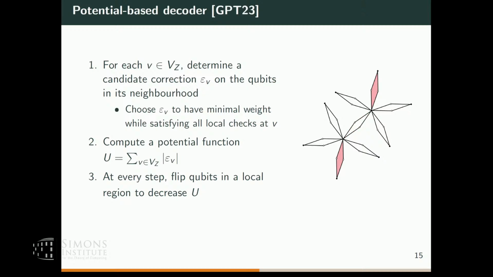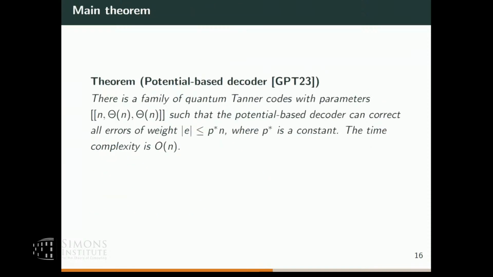Okay, and we just keep doing this process until we reach 0 potential, in which case all of the checks will actually be satisfied, and we're back into the code space. Okay, so that is the algorithm. And the main theorem that we prove here is that there is a family of quantum Tanner codes with these asymptotically good parameters, such that this decoder that I call this potential-based decoder actually works. In other words, if the errors have sufficiently small weight, then it can get you back into the code space, and it will be the original state that you started with. And furthermore, the time complexity is going to be linear.